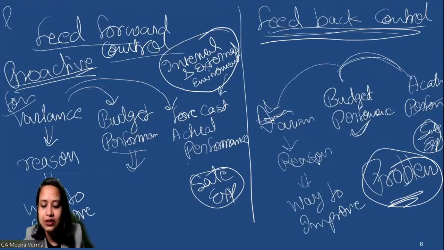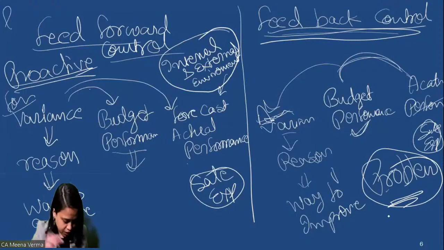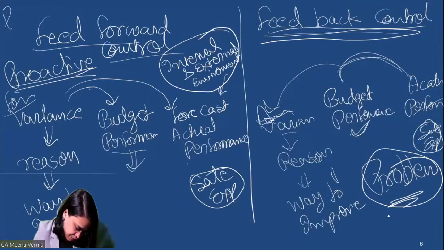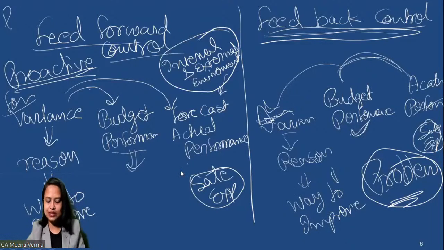This is the actual variance that arises in the organization. So you will find the reason why these variances are arising. Variances are the problem. Why is this problem arising in the organization? Okay. And then you will try to find out the way to improve, and you will take corrective measures to improve the situation. I hope the picture is clear, the difference between feedback control and feed forward control. Very nice. I hope this difference is clear to all of you.